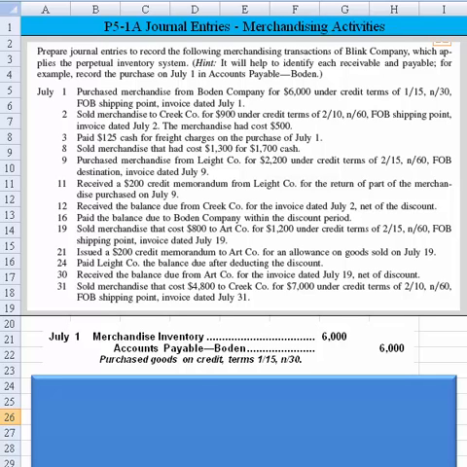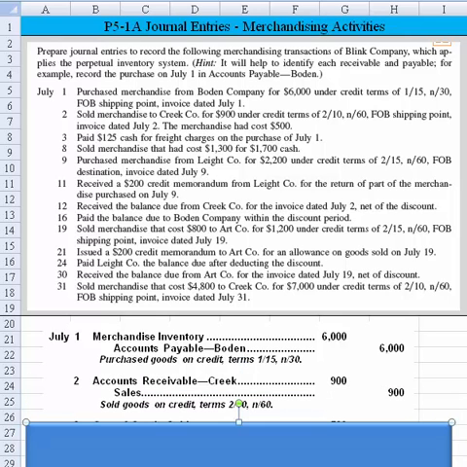Okay, on July 2nd, we sold merchandise to Creek Company for $900, 2/10, net 60, FOB shipping point, invoice dated July 2nd, and the merchandise cost $500. We'll slide that one down a little bit, and we see that we would have a debit to accounts receivable to Creek, showing what is owed to us at the time that legal transfer took place and the sale occurred, and we credit sales.